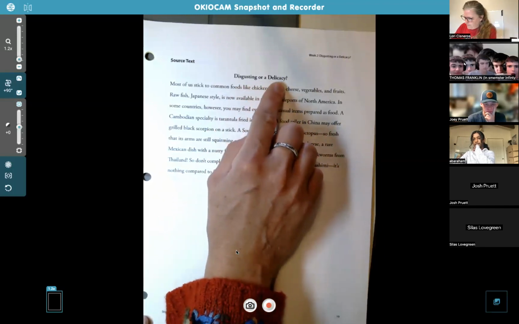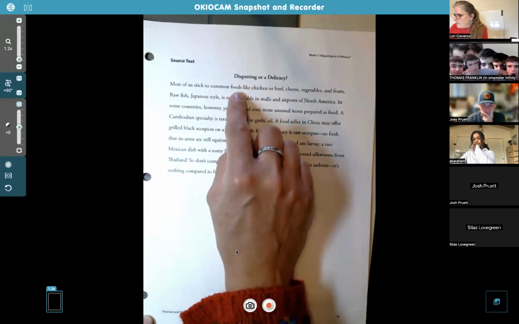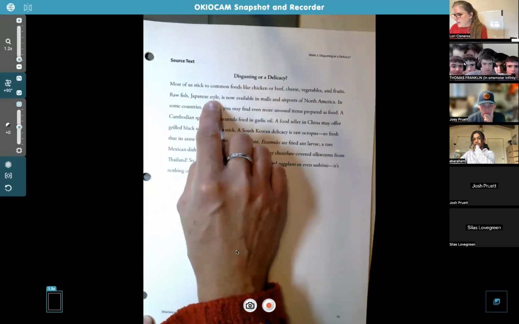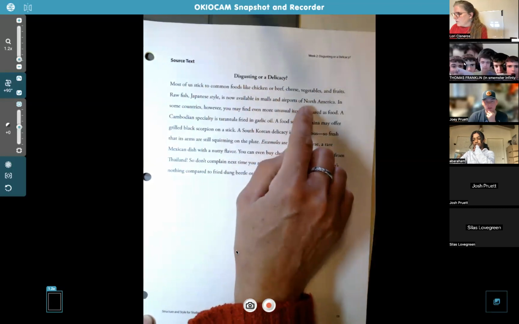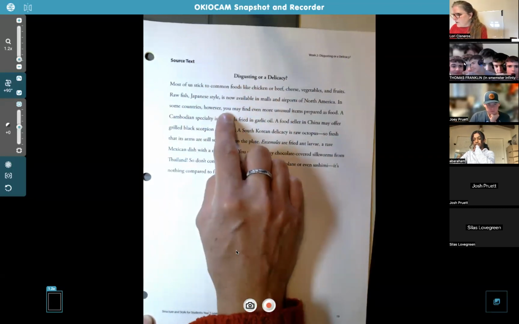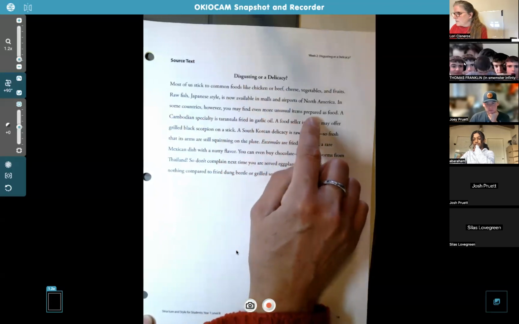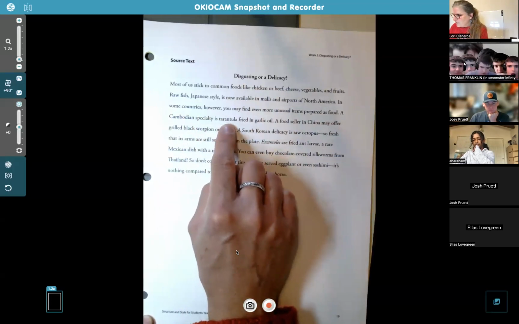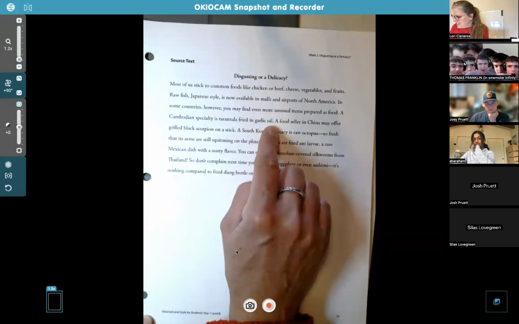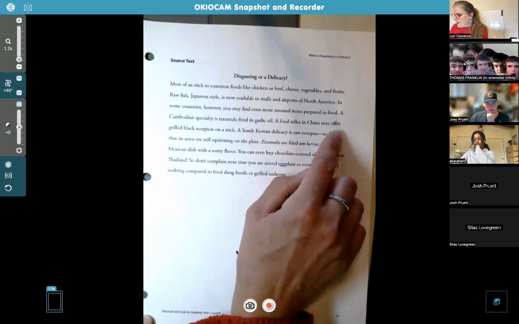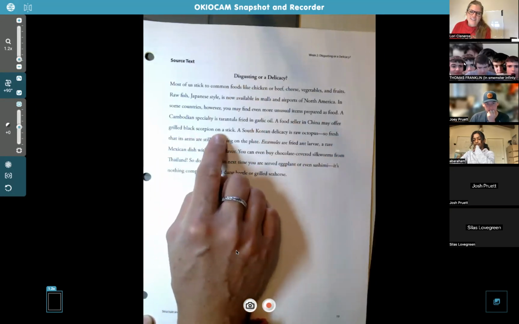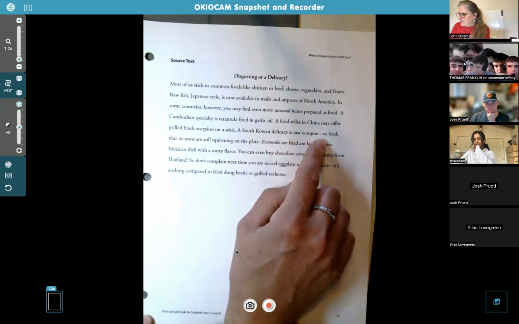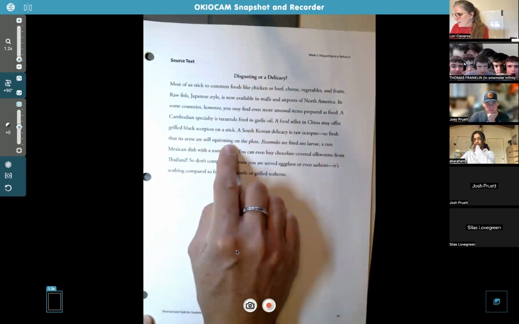Disgusting or a delicacy. Most of us stick to common foods like chicken or beef, cheese, vegetables, and fruits. Raw fish, Japanese style, is now available in malls and airports of North America. In some countries, however, you may find even more unusual items prepared as food. A Cambodian specialty is tarantula, fried in garlic oil. Ah, nasty. A food seller in China may offer grilled black scorpion on a stick. A South Korean delicacy is raw octopus, so fresh that its arms are still squirming on the plate.